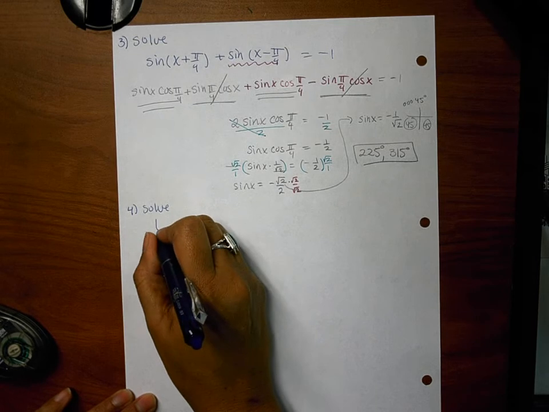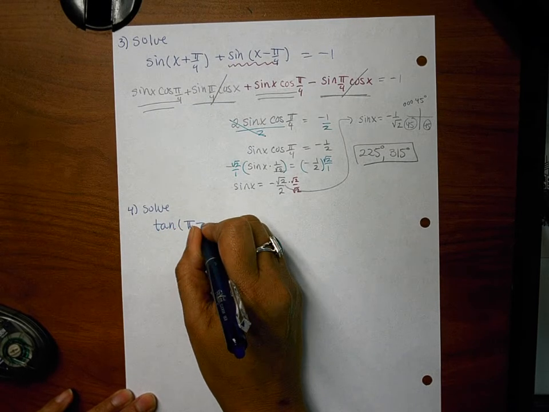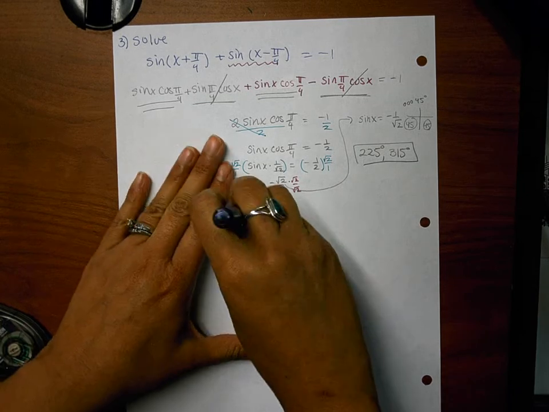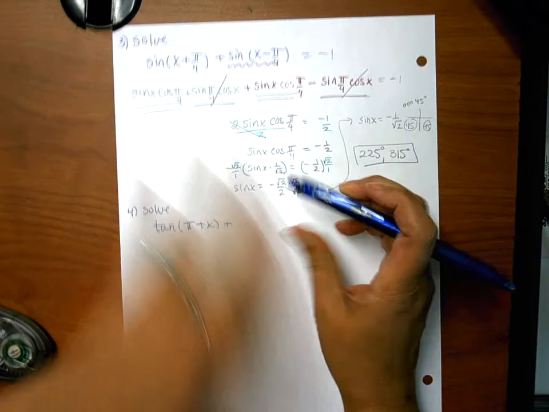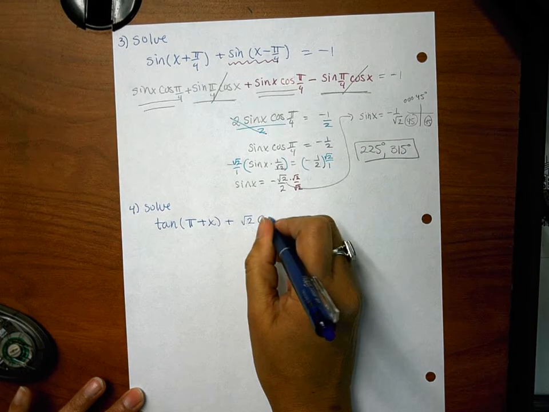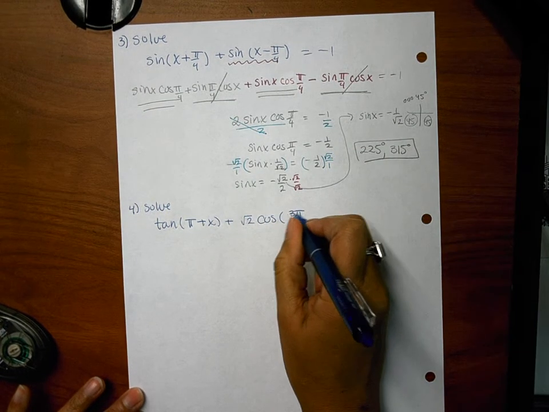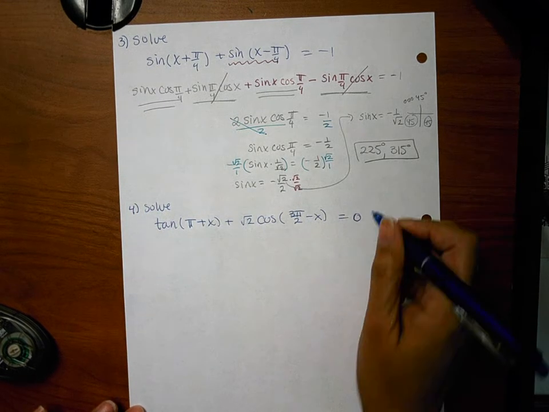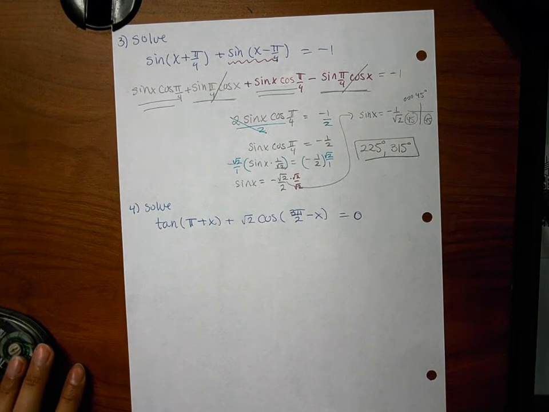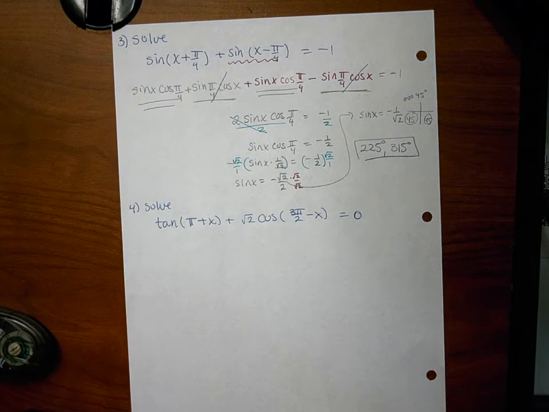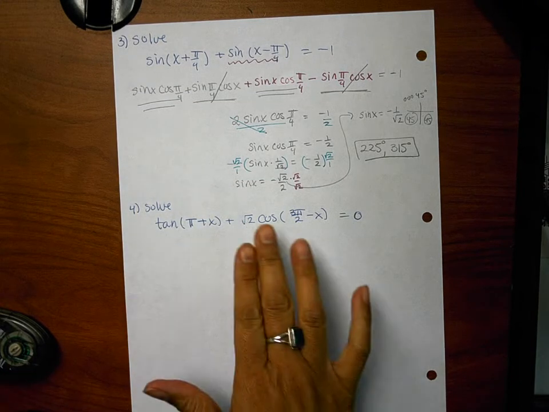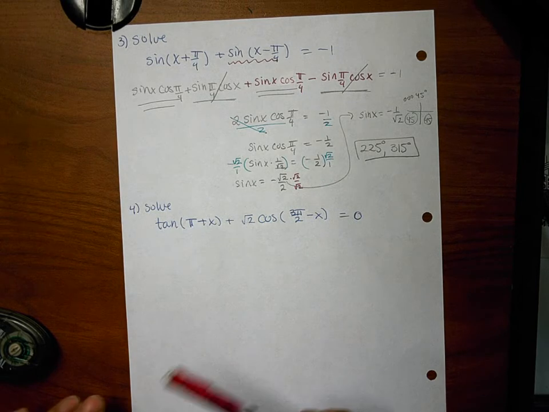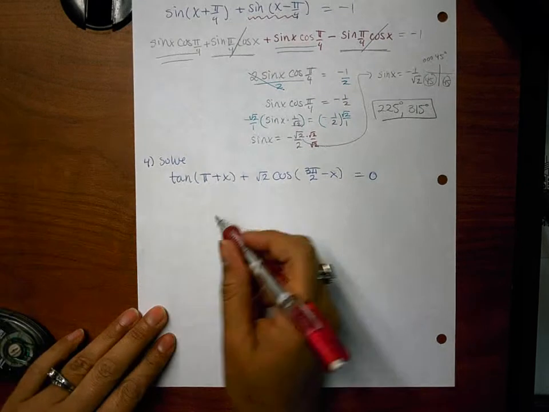Okay, number 4, another solve. Tan of pi plus x plus root 2 cosine parentheses 3 pi over 2 minus x equals 0. So we want to find the values of x that will make this function equal 0. Again, we cannot distribute tangent or cosine. We have to use our angle addition laws.